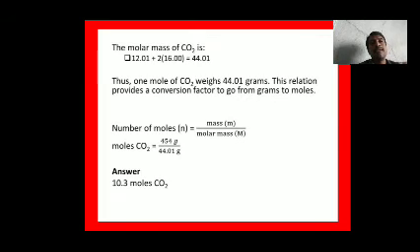This relation provides a conversion factor to go from grams to moles. The number of moles n is equal to mass divided by molar mass. Therefore, the number of moles is 454 divided by 44.01, which equals 10.3 moles of CO2.